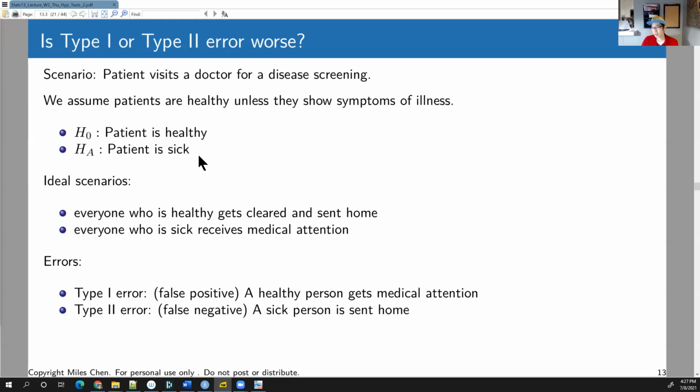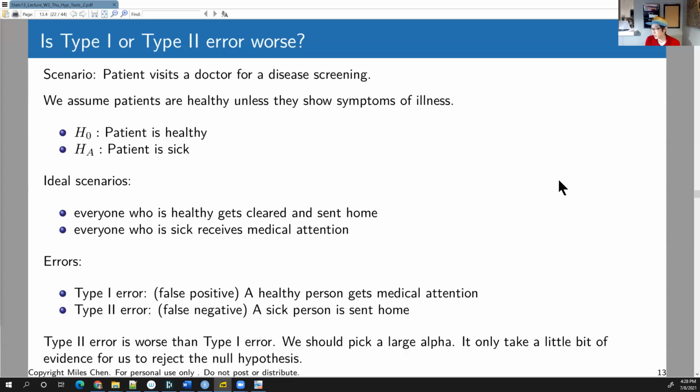So in this scenario, which type of error is worse? The type 1 or the type 2 error is the worst type of error to make here? Yes, I agree. The type 2 error would be worse than the type 1 error, right? The type 2 error is worse than the type 1 error.